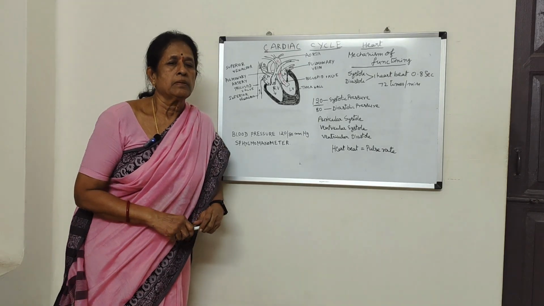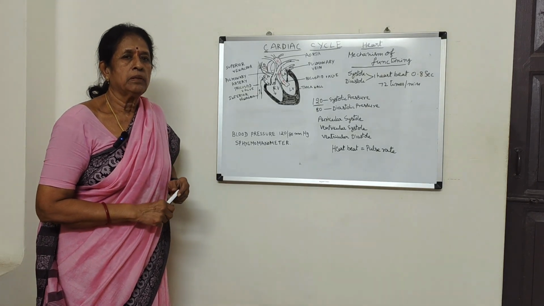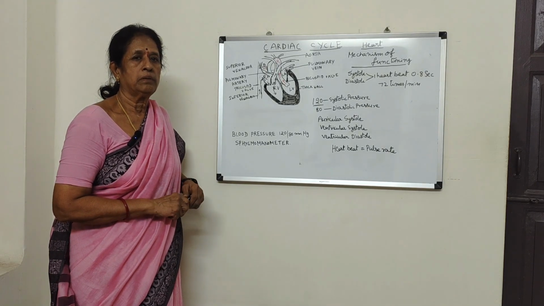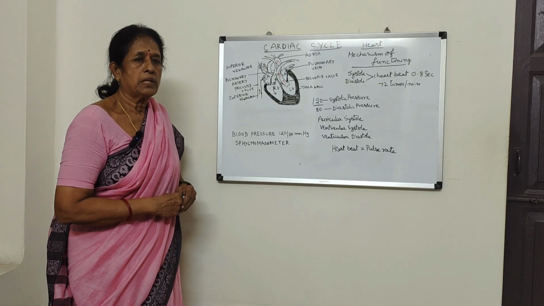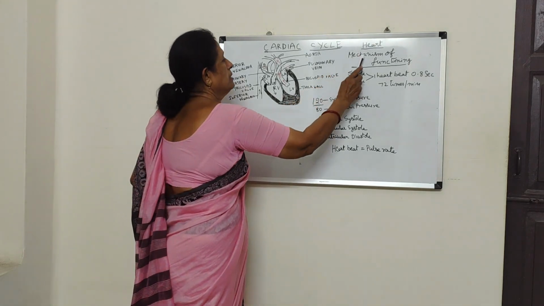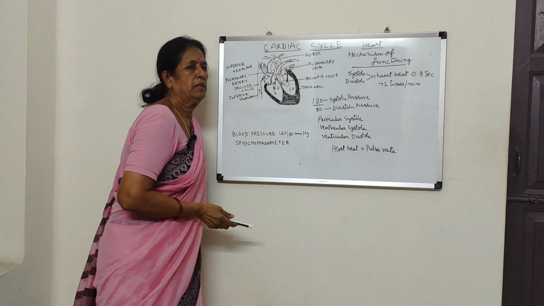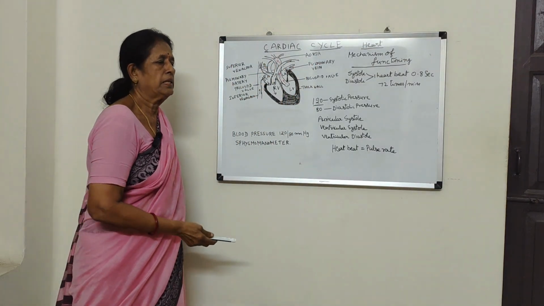Hello children, welcome to the class once again. After studying the differences between atrium and ventricles, arteries and veins, we'll come to know the heart's mechanism of functioning. It is also called the cardiac cycle.